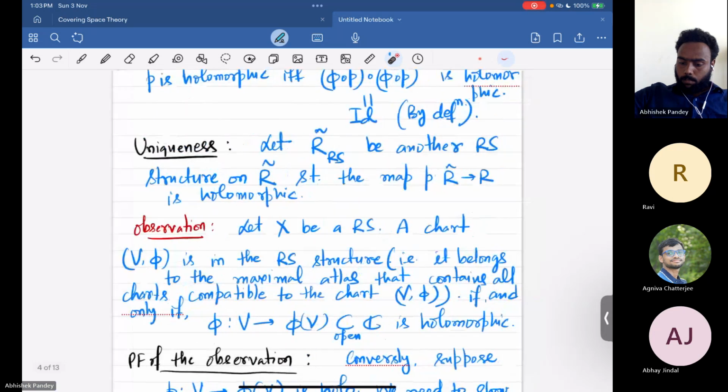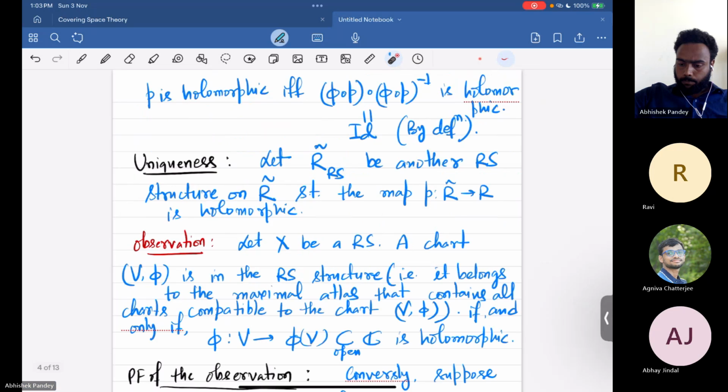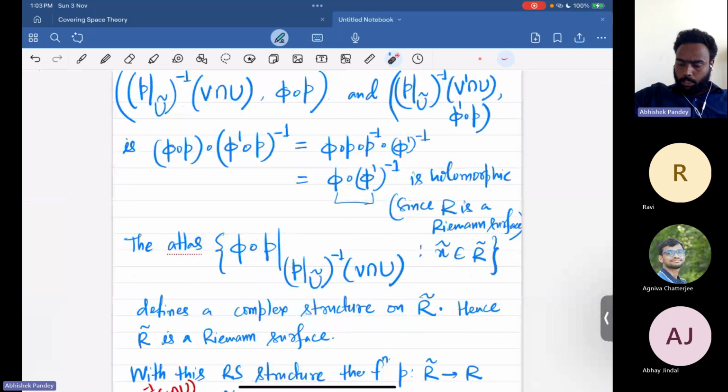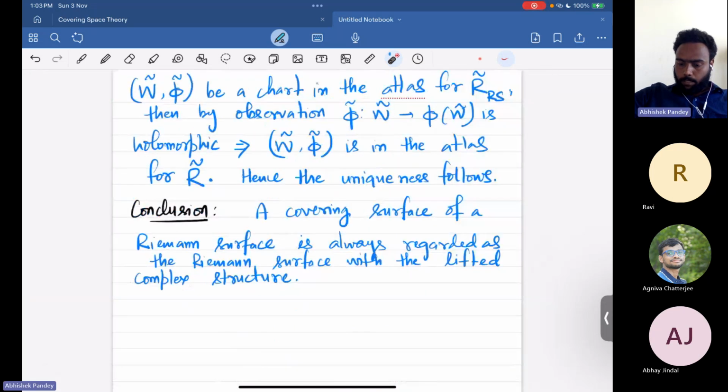Wait a minute. So basically we need to show that this phi tilde is holomorphic with respect to the Riemann surface structure, the pullback of R tilde. And the R tilde atlas consists of this chart. So basically W tilde is nothing but this one, and phi tilde.